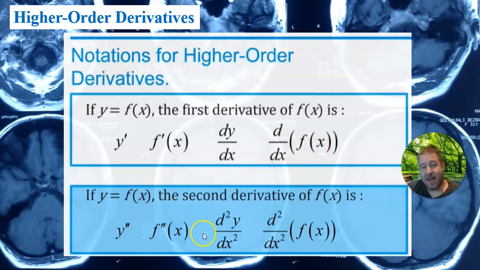Now, if it's a second derivative, then it could be y double prime or f double prime of x. This means the second derivative of y with respect to x a second time. That's the way I would say that. So this is the second derivative with respect to x a second time of f of x.